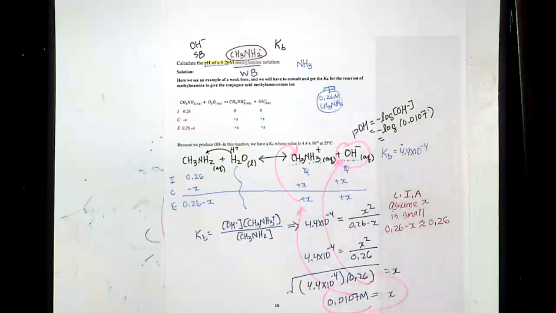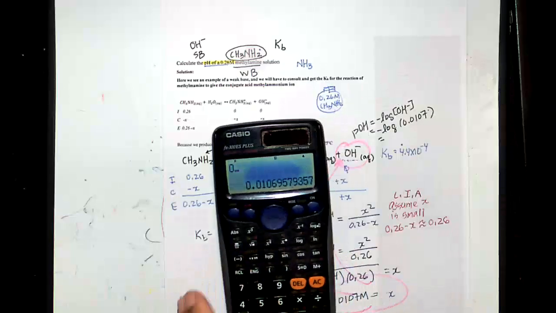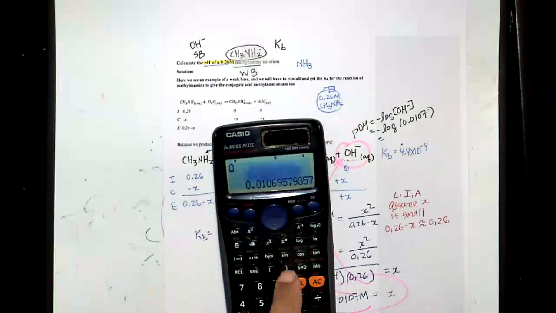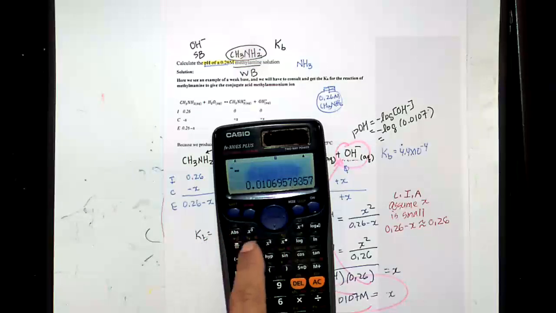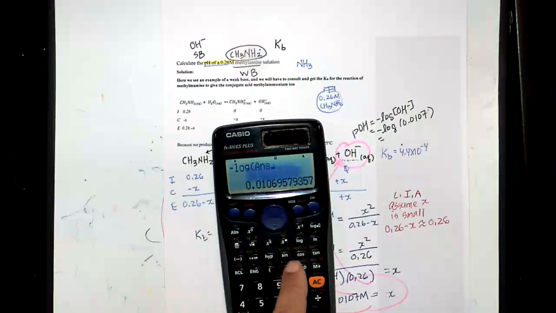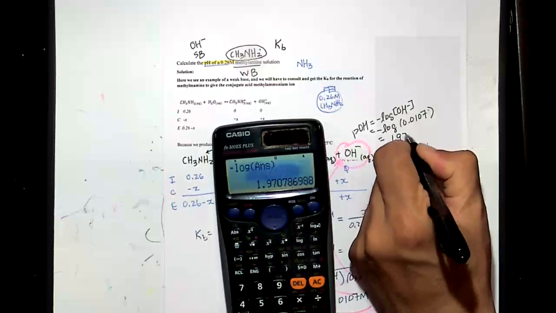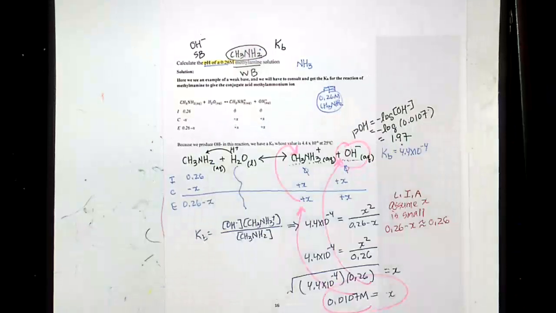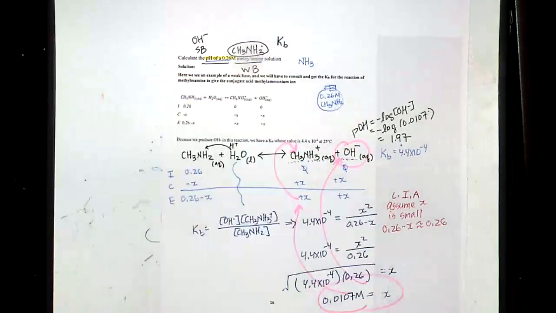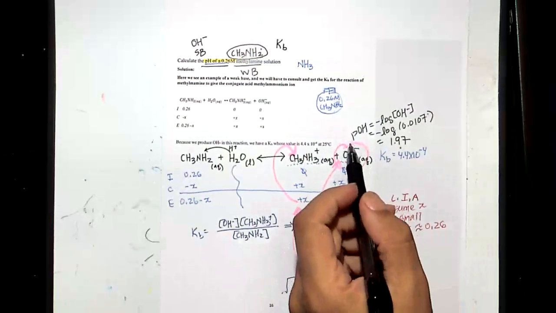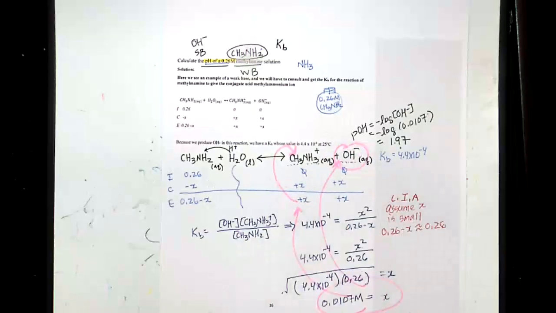0.0107, just leave the units. And minus the log of this. Minus log. I'm getting 1.97. That's not the answer. Okay, what is the answer? What's the pH? Okay, it's not 1.97, that's the POH. So how will we get the pH?